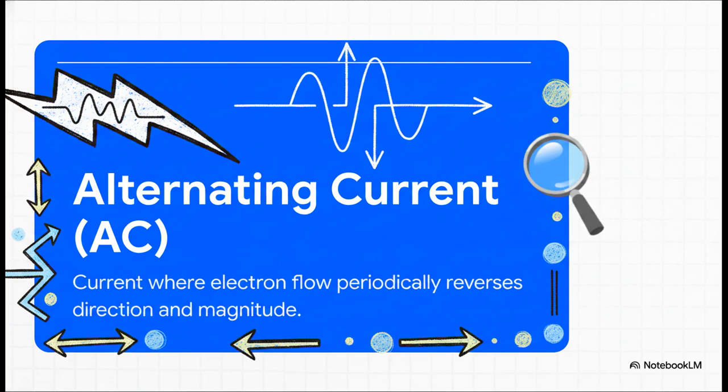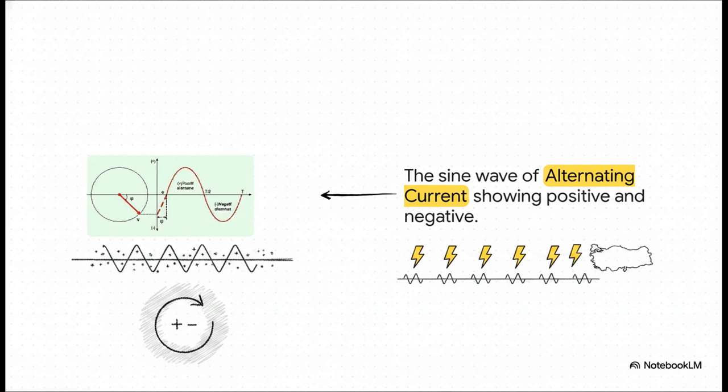Now contrast that with Tesla's champion, alternating current, or AC. Instead of moving in just one continuous direction, the electrons in an AC circuit actually periodically reverse course. They oscillate, constantly shifting back and forth, so both the direction of the flow and the voltage level are continuously changing. Because that current is constantly reversing, it naturally creates a distinct sine wave pattern.